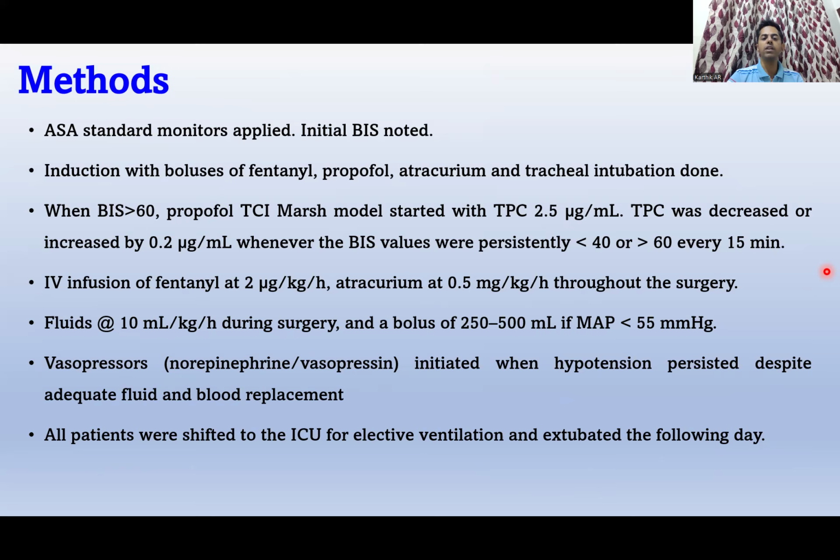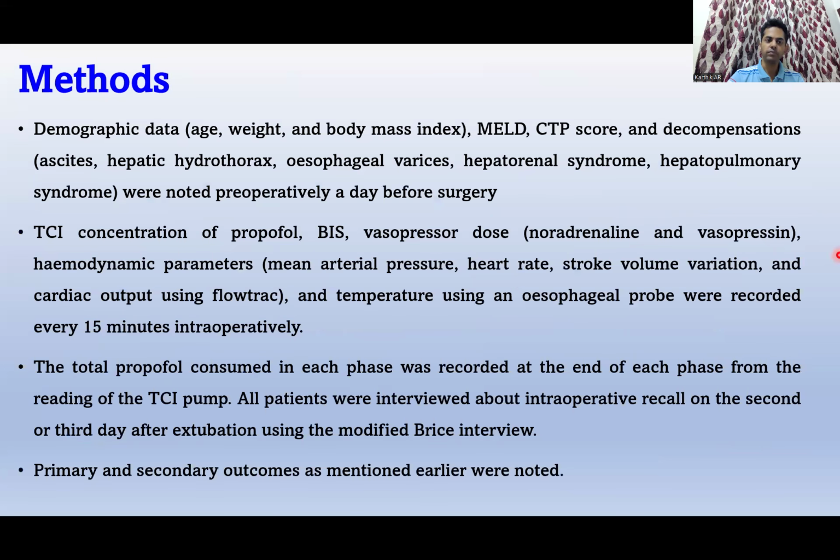Fluids were administered at 10 ml per kg per hour during surgery, and a bolus of 250 to 500 ml was given if the mean arterial pressure fell below 55 millimeters mercury. Vasopressors like norepinephrine and vasopressin were initiated when hypotension persisted despite adequate fluid and blood replacement. All patients were shifted to the ICU for elective ventilation and extubated the following day.